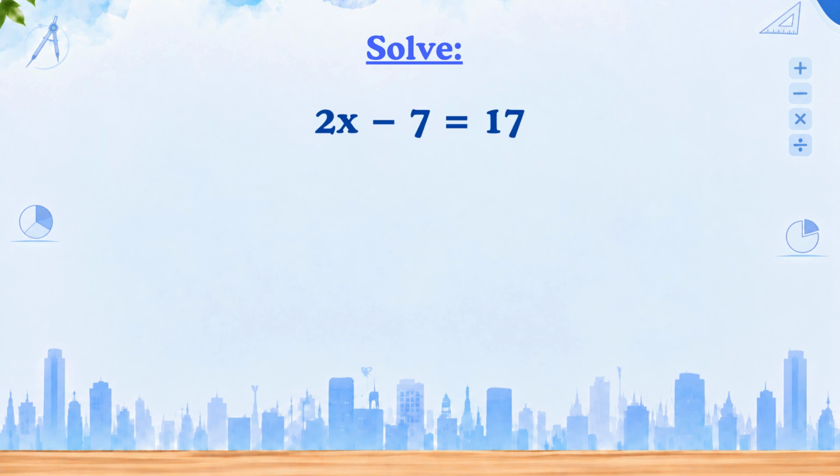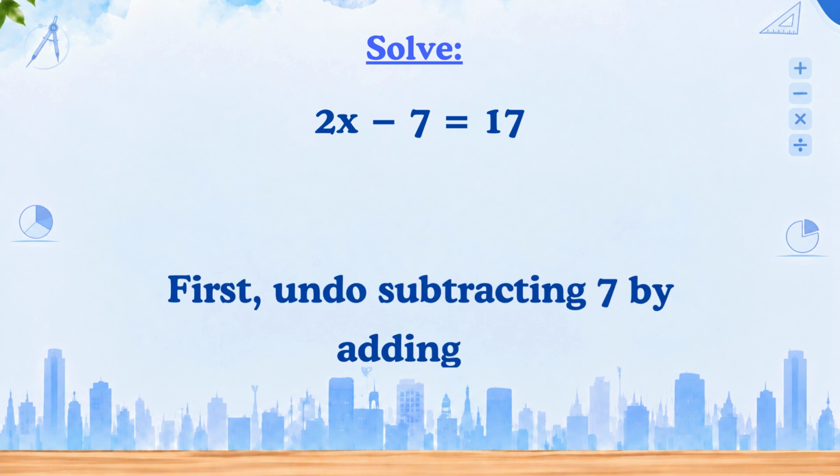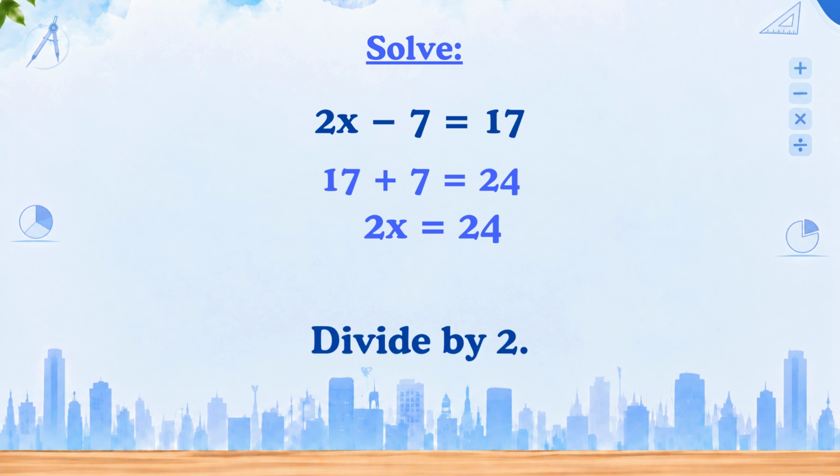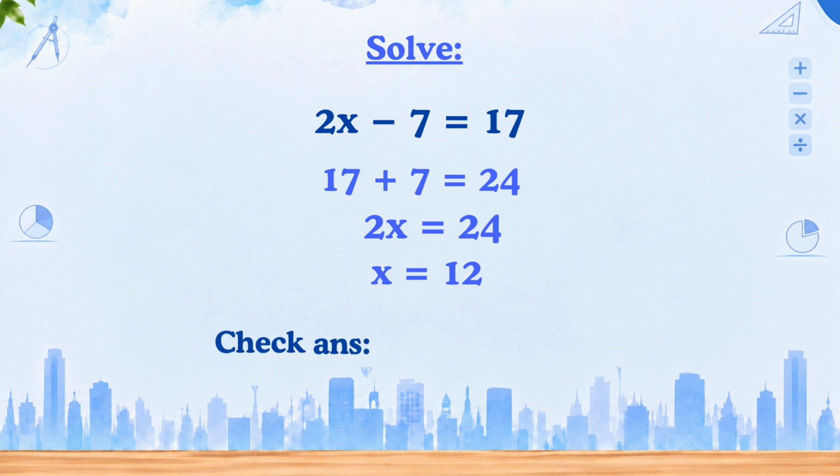Solve 2x minus 7 equals 17. First, undo subtracting 7 by adding 7. 17 plus 7 equals 24. Now we have 2x equals 24. We divide by 2 and x equals 12. Let's check that our answer is correct. 2 times 12 minus 7 is 17, so our answer is correct.